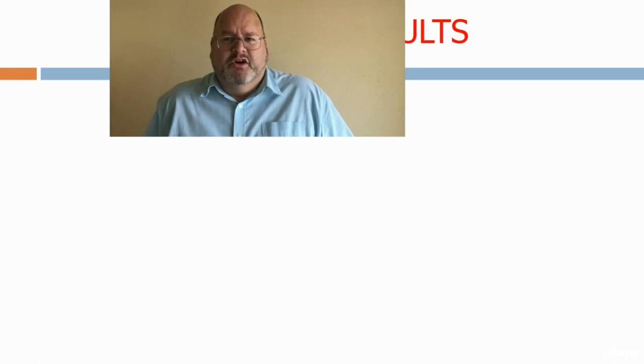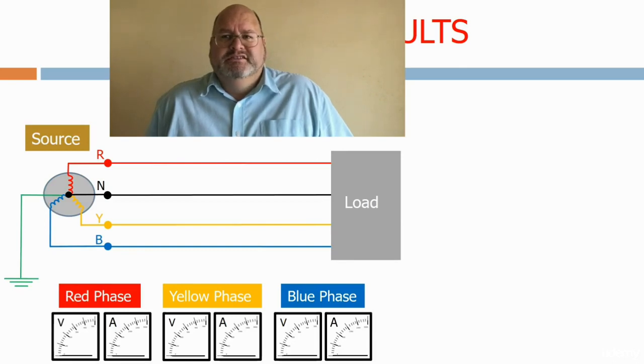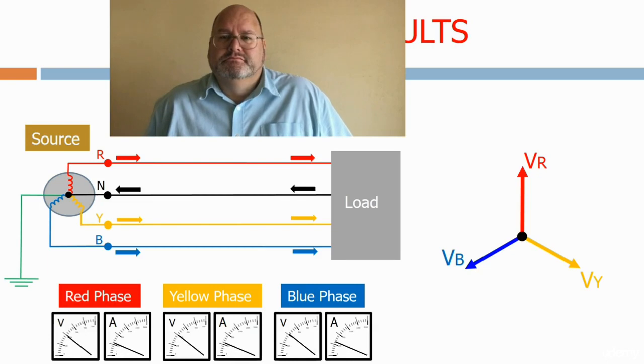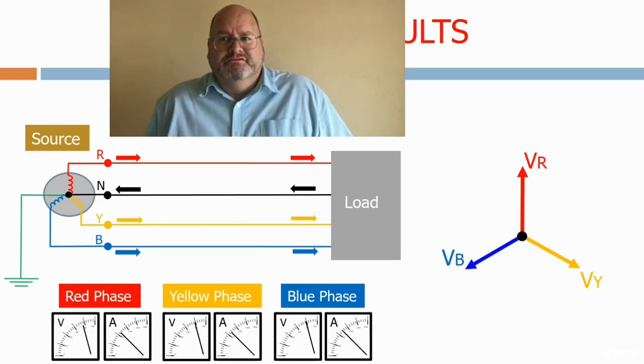Let's see how the currents and voltages behave in a normal three-phase system. Here's a typical three-phase system with a three-phase source and a three-phase load. Let's now energize the system. During a normal condition, the three-phase voltages will normally be balanced.